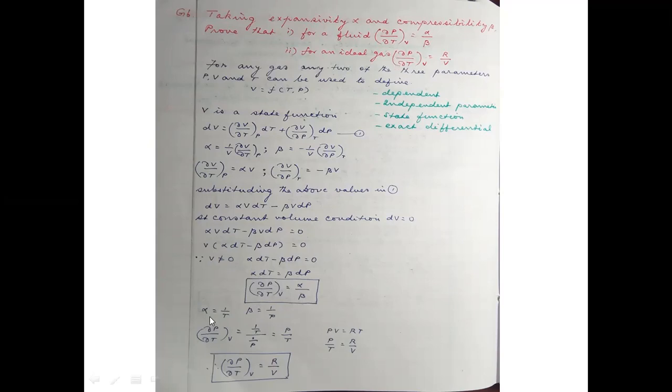And for the second proof, in the previous problem itself, we have seen alpha is 1 by T and beta is 1 by P. Therefore, ∂P/∂T at a constant volume is equal to 1 by T divided by 1 by P, which is just the multiplication of the inverse of the denominator. It will be P by T. According to the ideal gas equation, PV is equal to RT. So if you bring the T here and the V over there, P by T will be equal to R by V, which is the second thing we had to prove.